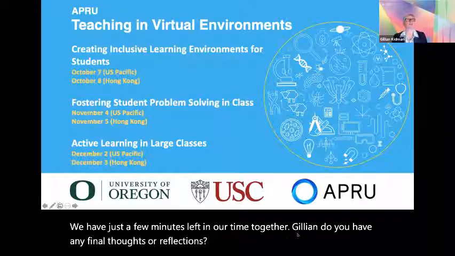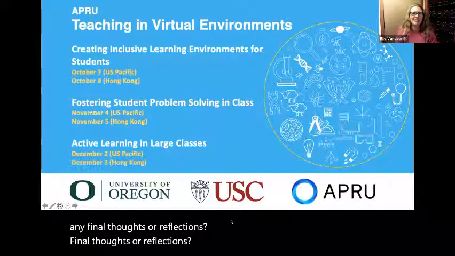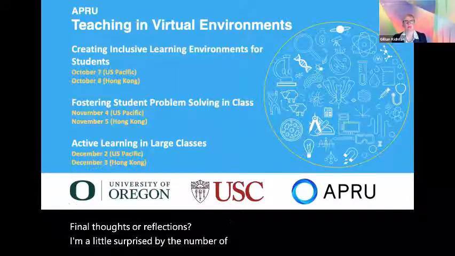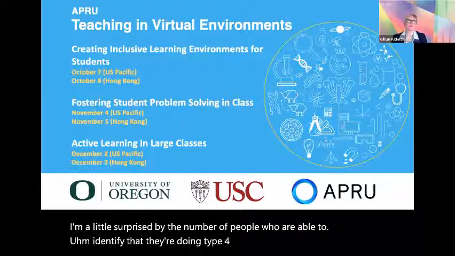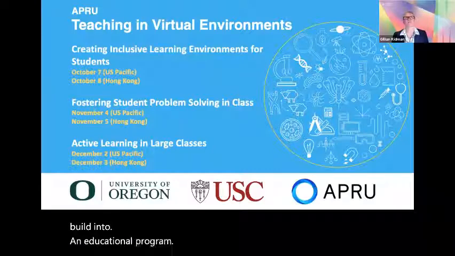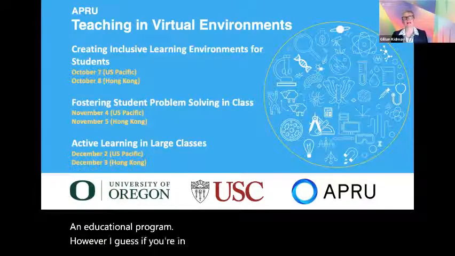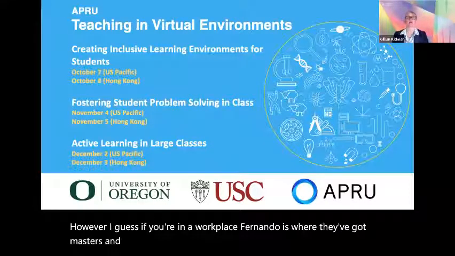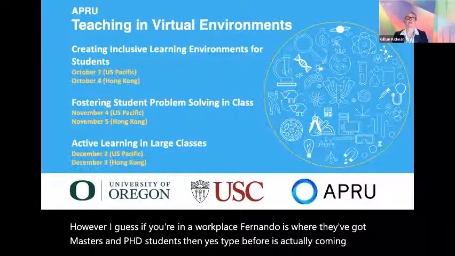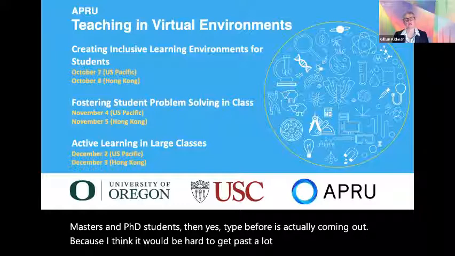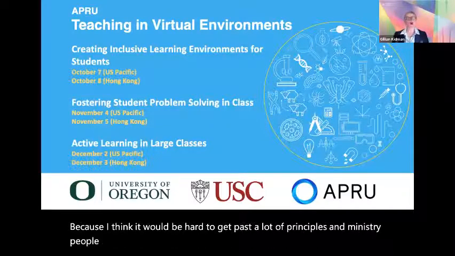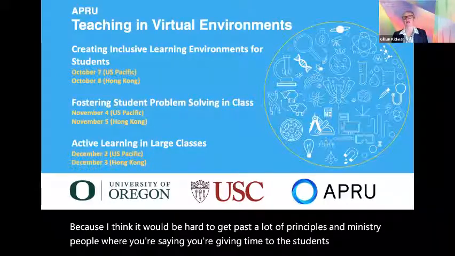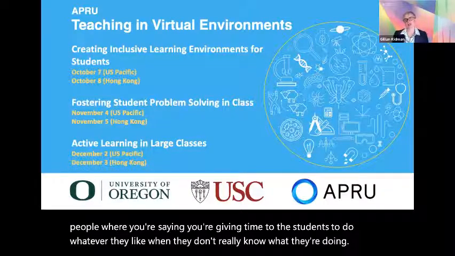Final thoughts or reflections. I'm a little surprised by the number of people who are able to identify that they're doing type 4, because that's really, really hard to build into an educational program. However, I guess if you're in a workplace, like Fernando is, where they've got masters and PhD students, then yes, type 4 is actually coming out. Because I think it would be hard to get past a lot of principals and ministry people where you're saying you're giving time to the students to do whatever they like when they don't really know what they're doing. So it's almost counterintuitive.